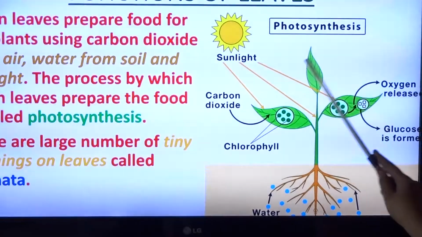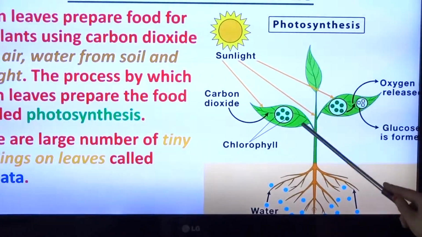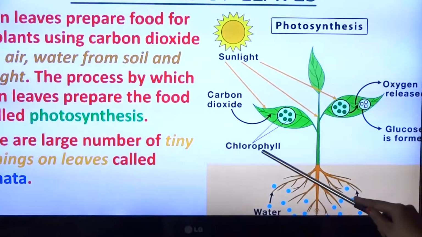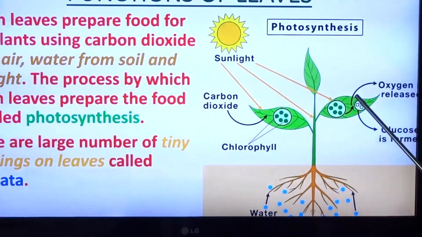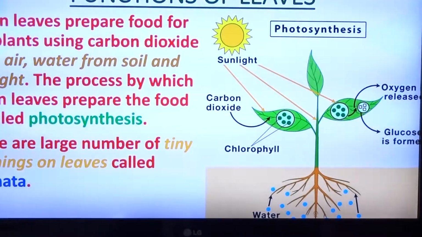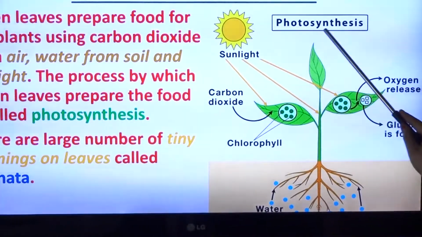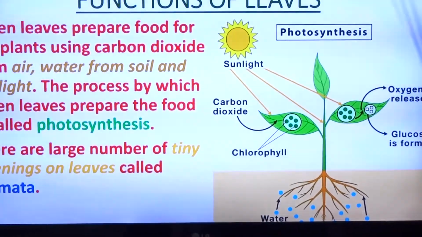These are the leaves, sunlight and carbon dioxide. It is taking the carbon dioxide. The green leaves have chlorophyll and it gives out oxygen. It is taking water from the roots. And this process is known as photosynthesis.